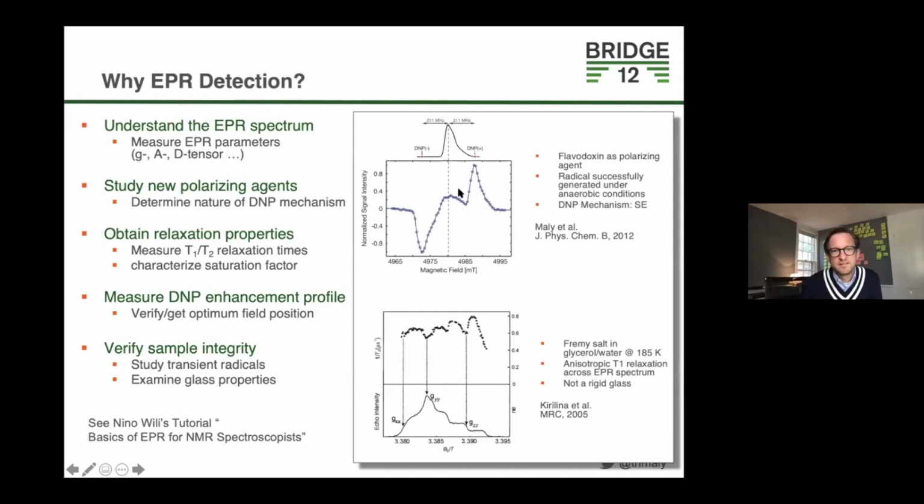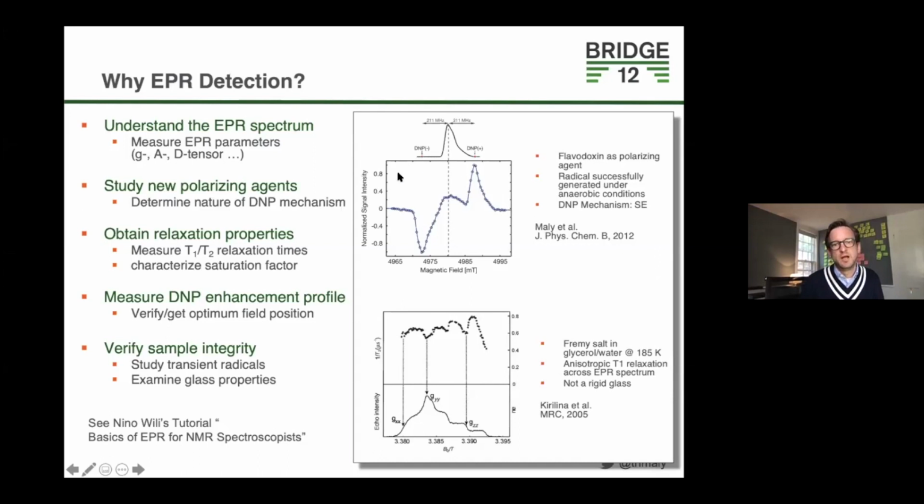On this one, it's a flavodoxin protein that we use as the polarizing agent, and that is a radical that is generated under anaerobic conditions. So I'm talking about a protein sample, injecting some reducing agent under a nitrogen atmosphere. We would typically do this in a glove box. We were not that fancy. It was more like a big bag that we used at this point. And then you want to freeze the sample very quickly, also generating a glass at this point, and then study this in DNP.